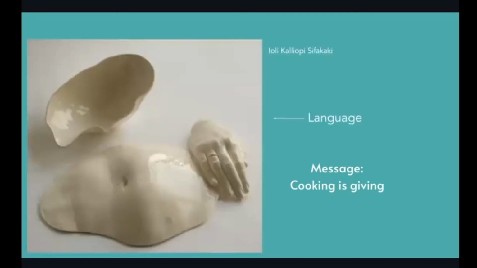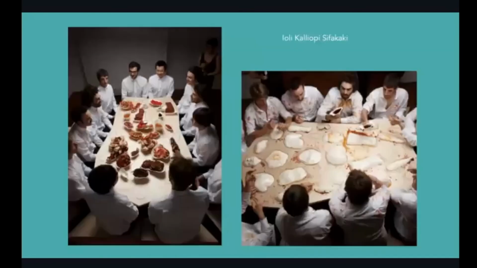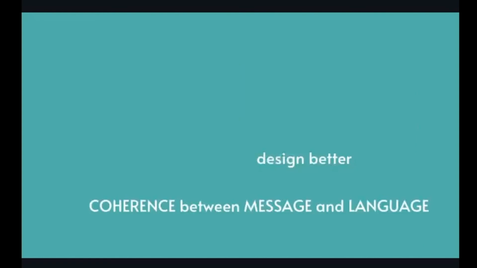So that's the message. And the language for this designer, what she actually designed, is a series of vessels that are made from casts of parts of her own body. And then she served a full meal on them, emphasizing how cooking for somebody is giving part of yourself. So as you can see here, perfect cohesiveness between message and language. So these were just two examples of how we can design better, of this cohesiveness between message and language, which is something that we can apply to anything we are designing, even when we design systems, for example.